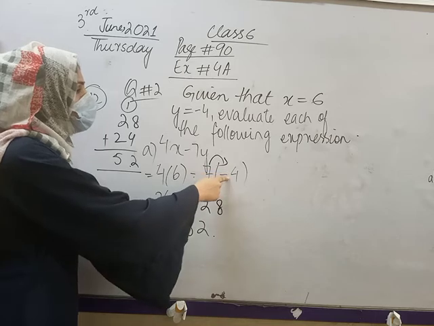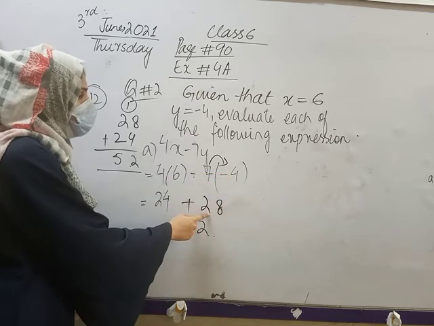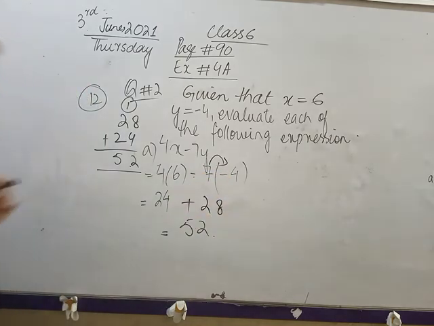Now 7 into 4 is 28. I will write 28 here. In the end, I have 24 plus 28. So I will simply add these numbers, which is 52 in the end. Fine class? 52 in the end.